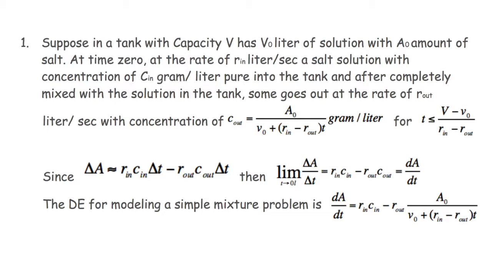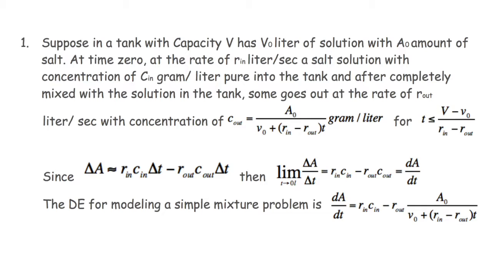Since delta A is approximately equal to R_in times C_in delta t minus R_out times C_out delta t, then the limit as delta t goes to 0 gives dA/dt. Therefore, dA/dt is equal to R_in times C_in minus R_out times C_out.